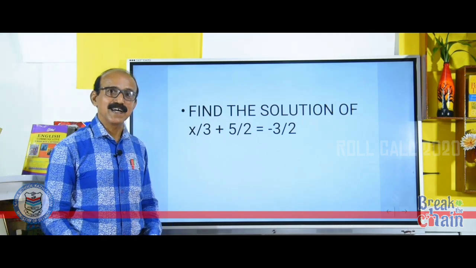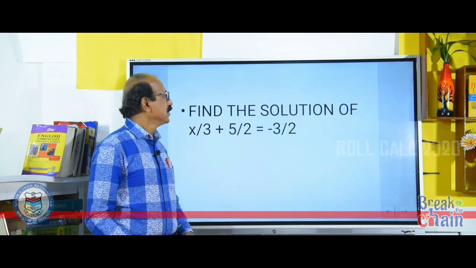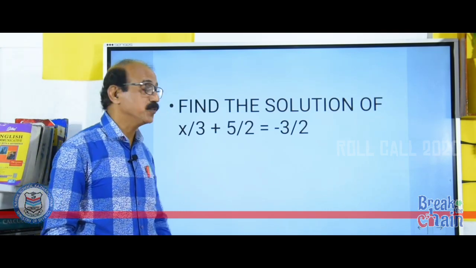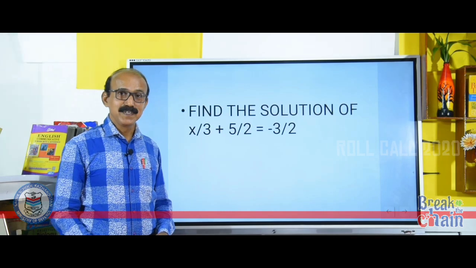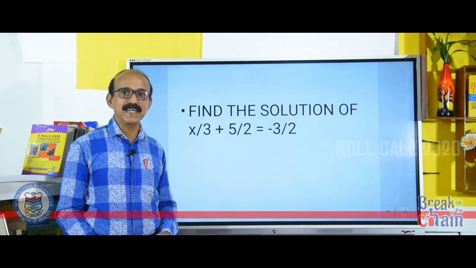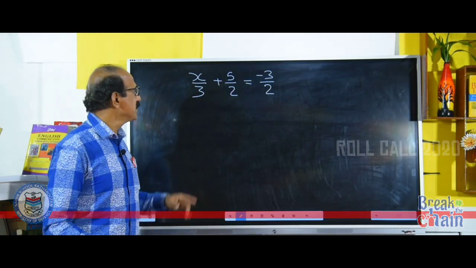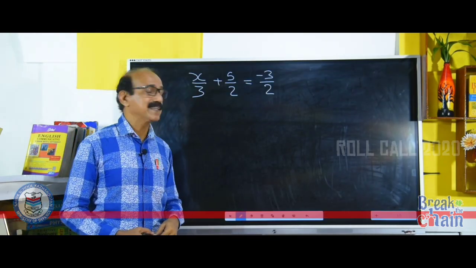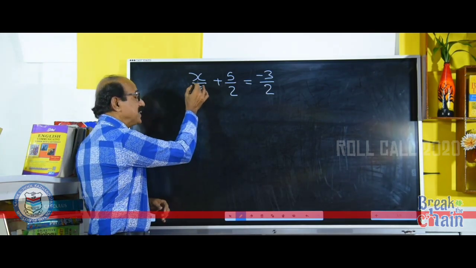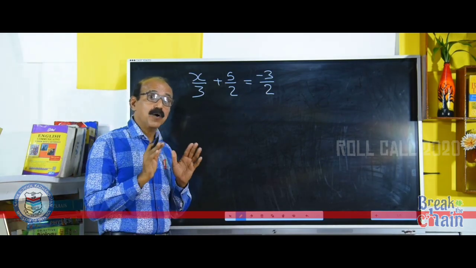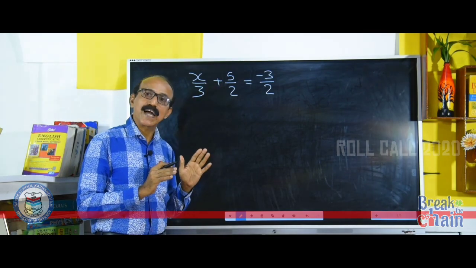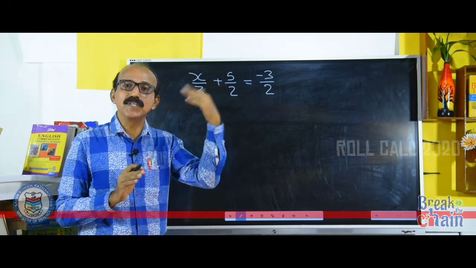Let us take another example. The question is, find the solution of x by 3 plus 5 by 2 equal to minus 3 by 2. Here you have to find the value of x, the variable present in that linear equation. How we solve this linear equation x by 3 plus 5 by 2 equal to minus 3 by 2. Here to get the value of x, we have to keep x alone in one side. So along with this particular term we have 5 by 2. So naturally we have to shift this 5 by 2 to the other side.